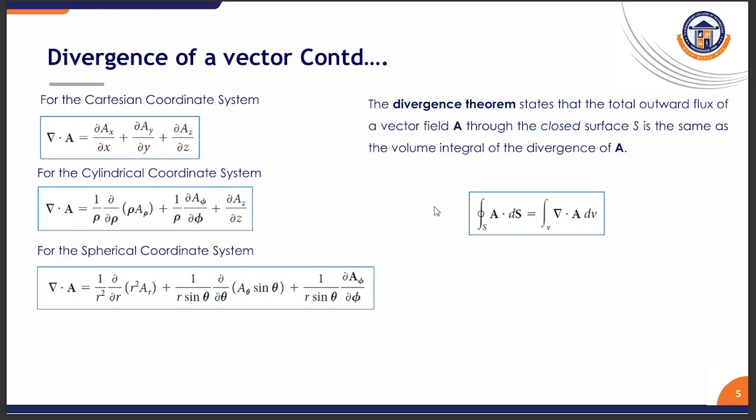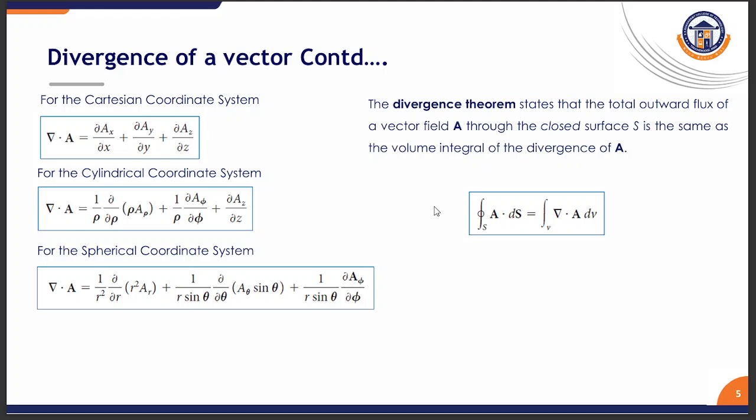plus 1 by r sin theta dou a phi divided by dou phi. So here the spherical coordinates divergence includes radial variation, polar angle variation and then azimuthal angle variation. So this equation accounts for how flux spreads over spherical surface. So it is commonly used in point charge fields, radiation problems and then antenna analysis.